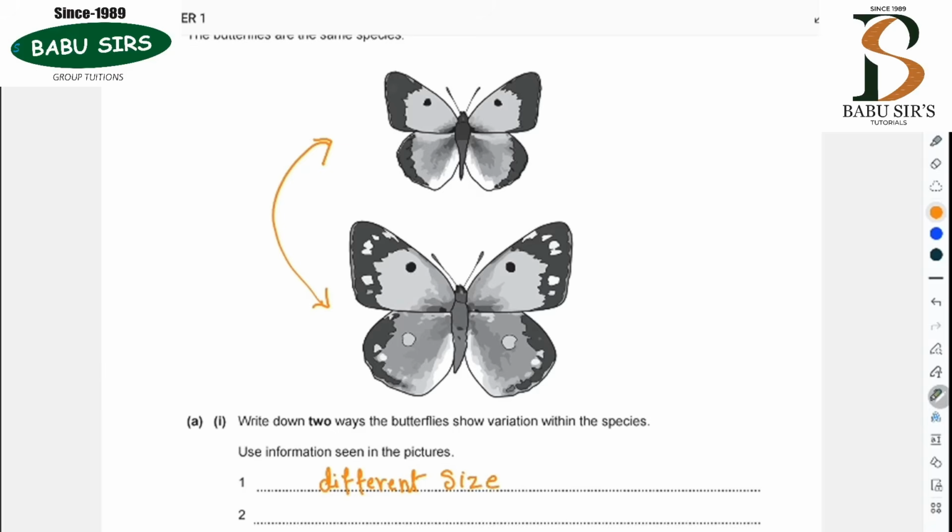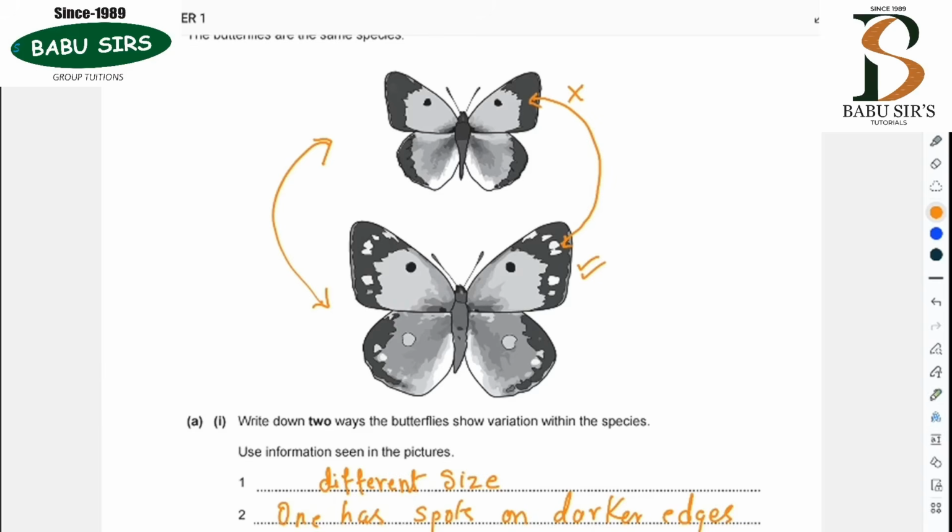And one more difference you can see is the spots here. There are spots present here, but there are no spots here. So you can write one has spots on darker edges. So it is clearly seen.